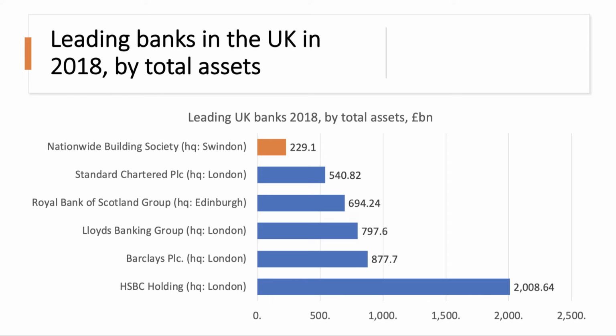Some of the leading banks in the UK in 2018 are shown in this chart. HSBC is by far the UK's biggest bank in terms of the total value of their assets, over £2 trillion worth of assets. Barclays comes second, then Lloyds. Those are the big players. Royal Bank of Scotland, of course, which was nationalised by the UK government in the financial crisis.